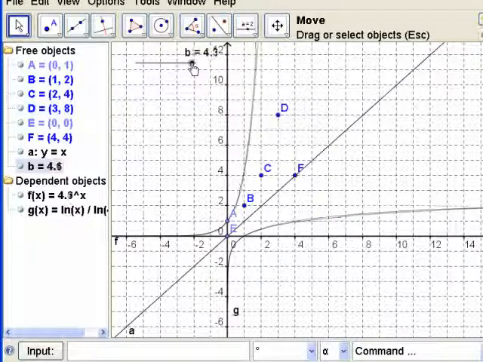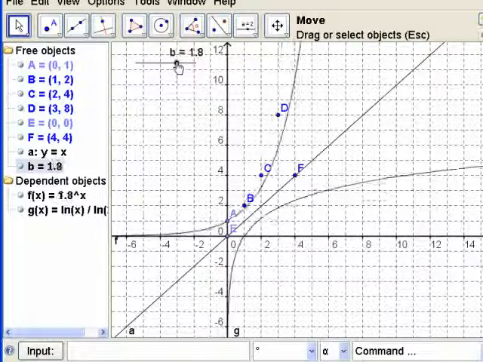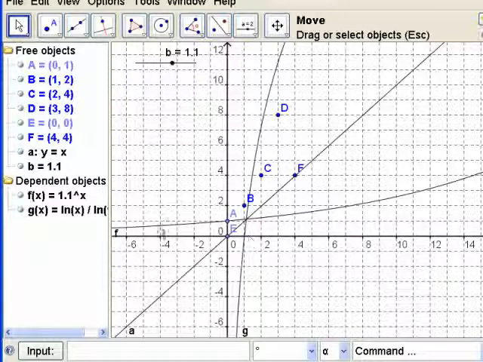If you make this lower and lower, if you make it almost 1, even less than 2 here, it's going to be hardly going up to the right at all. And this is going to be hardly turning the corner at all.